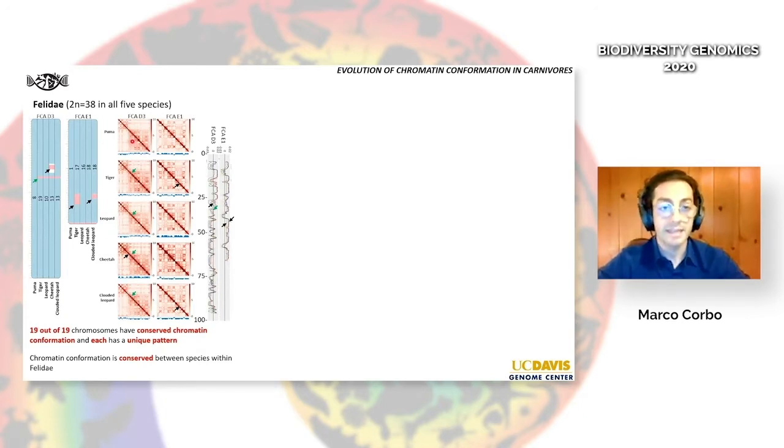species. In this particular case, when puma, tiger, leopard, cheetah, and clouded leopard were analyzed, they shared 19 out of 19 chromosomes with conserved chromatin conformation and with a unique pattern and conformation. On the right, we have the analysis of the eigenvector values, which were lifted over onto the cat genome. And also here, through this quantitative analysis, we can observe that patterns and compartments are completely overlaid and shared.